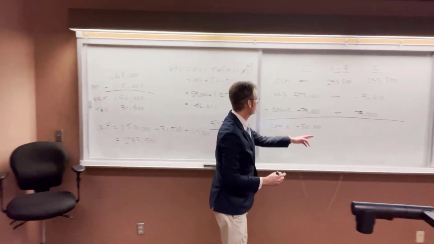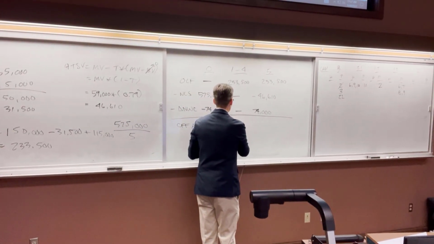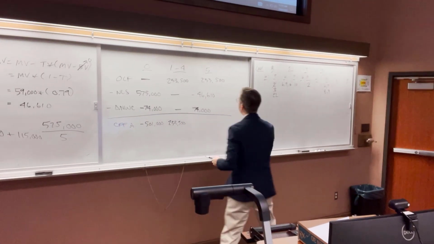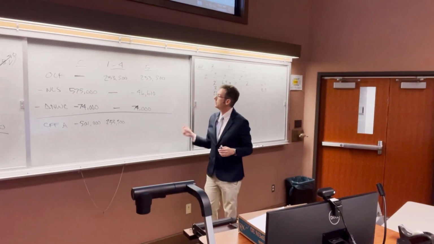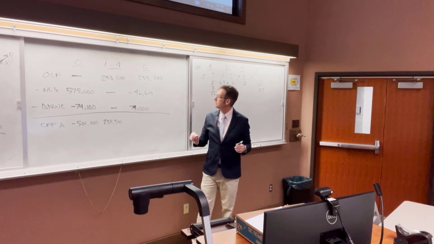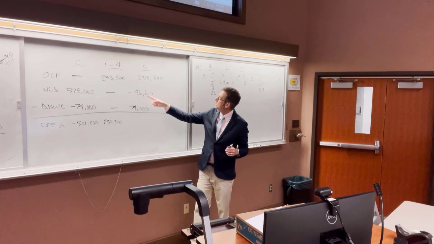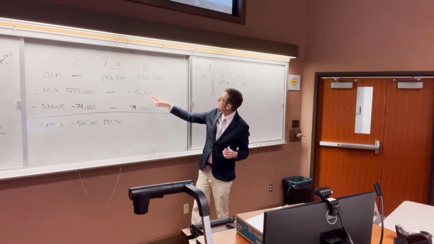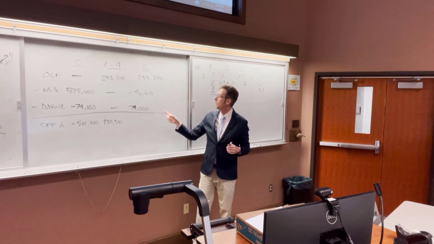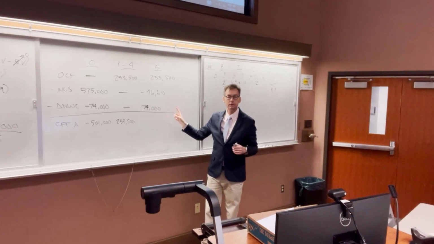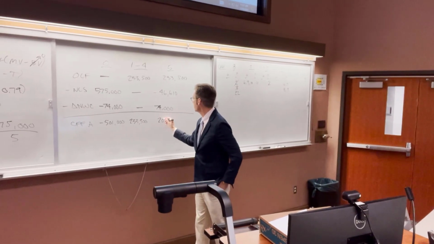Okay, now this one's really easy. On this one, we have 233,500 minus 46,610. So what is that? 279? No, 280,110? Yeah. 280,110, and then minus 74. So was it 206,110? Yeah.